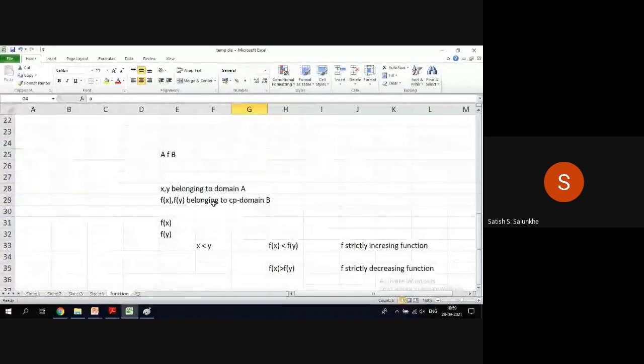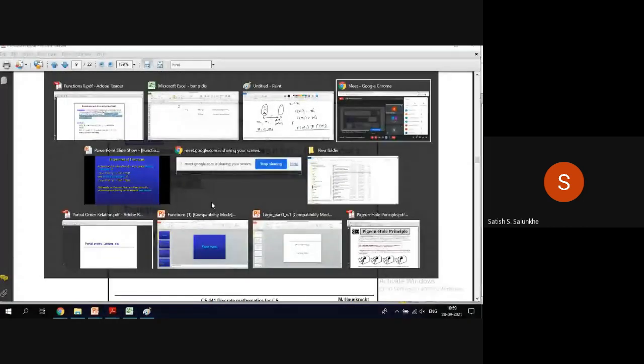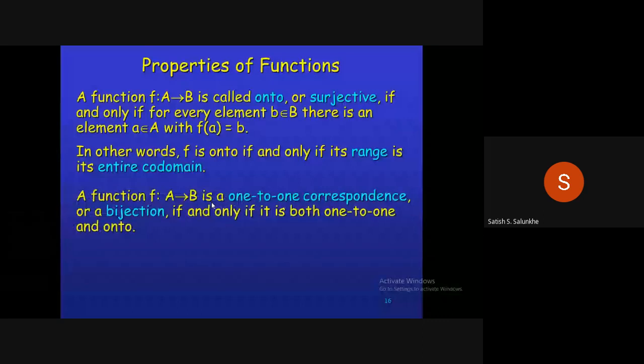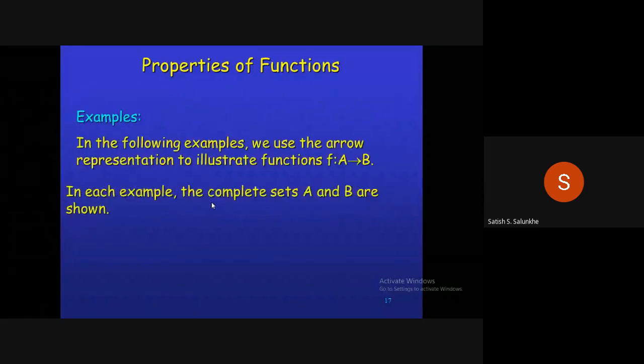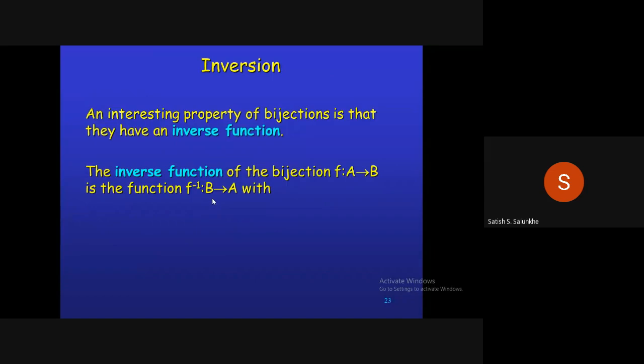So coming back to where we are. This we have already discussed. Now the next topic is inverse. An interesting property of bijection is that they have an inverse function. So let us try to understand the meaning of inverse function. There are two types of function that we need to understand: one is the identity function and another is the inverse function.